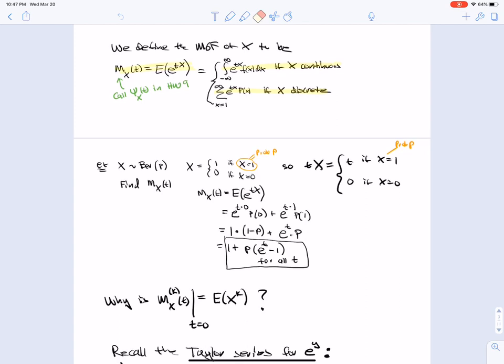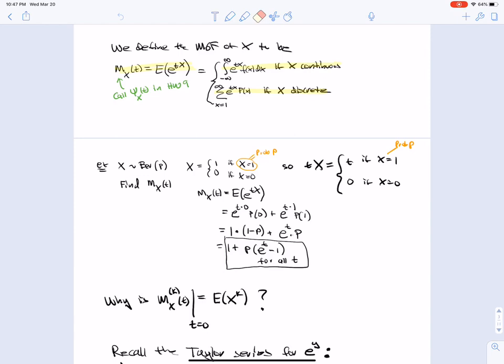Let's derive the moment generating function if x is Bernoulli. Now we know x just takes two values, and so we can just plug in directly, and very easily we see that the moment generating function is what I claimed earlier in the boxed formula here.